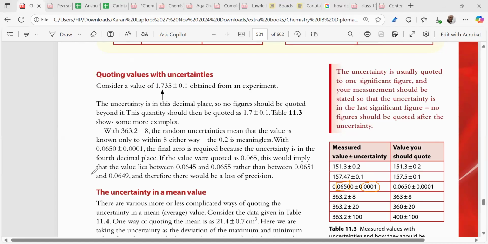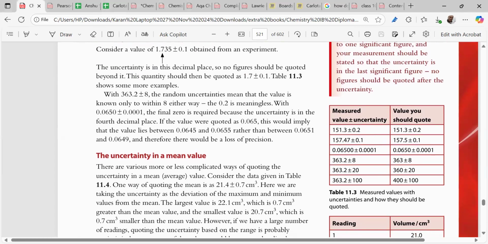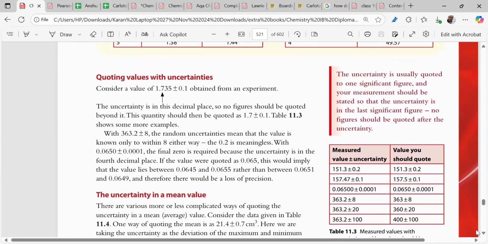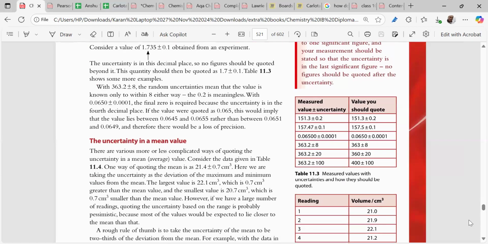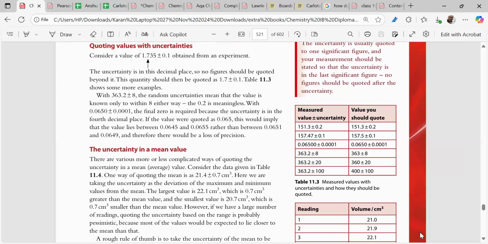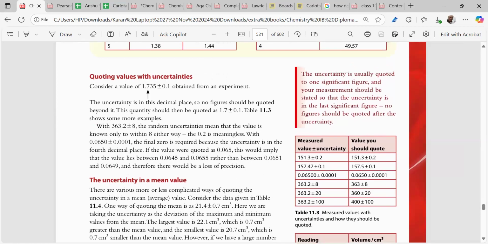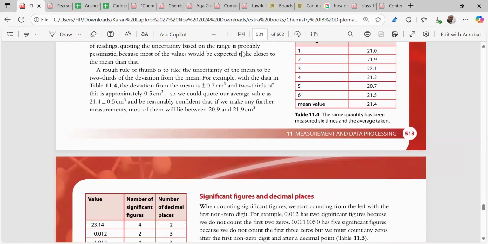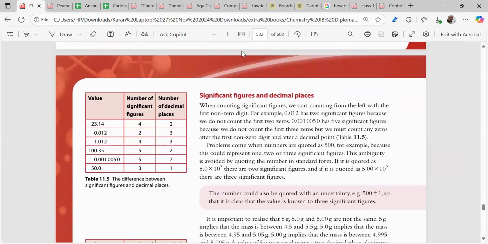So this is very important for us to understand, whenever we are quoting. This will be very important for the IA part. This will be tested in the IA part, and paper number 1B will also test it. So please try to memorize this part; I'm sending this part to you. So this was all about the random uncertainties, the systematic uncertainties and the precision.